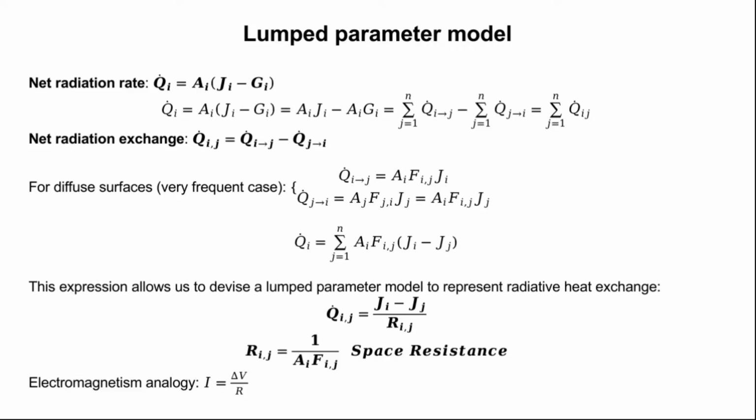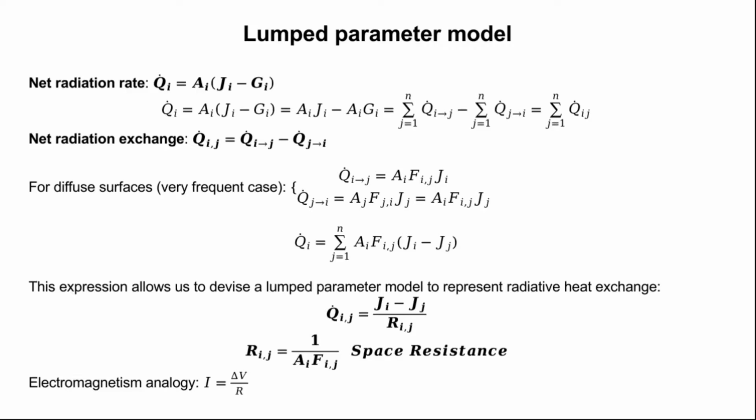Now that we know how multiple surfaces exchange radiative heat with each other, we can define the net radiation rate for i as the net radiation coming from i, and it is expressed by the surface of i, Ai, times the difference of the radiosity and irradiance of i. We can then develop this expression by dividing it into two contributions: the overall heat coming from i, and the overall heat coming from j. For each couple of surfaces we can then define the net radiation exchange, which, as the name suggests, is the net radiative heat exchanged by those two surfaces.